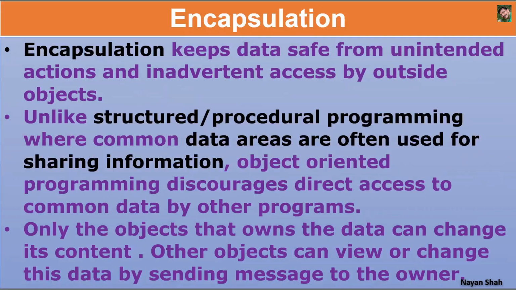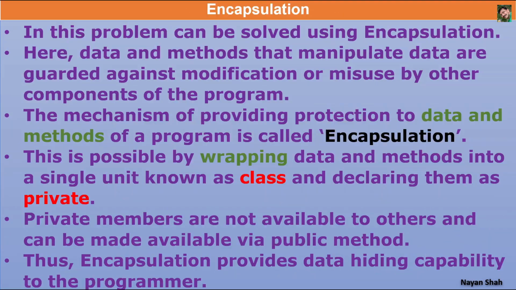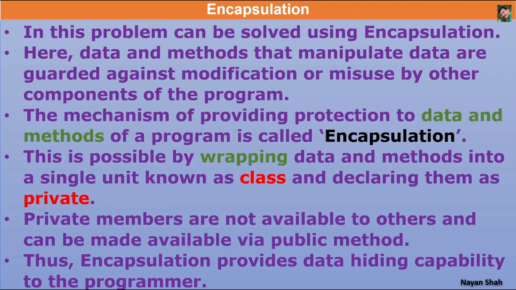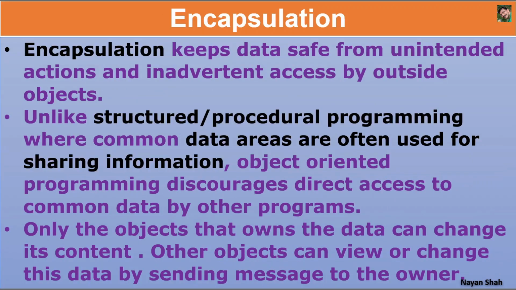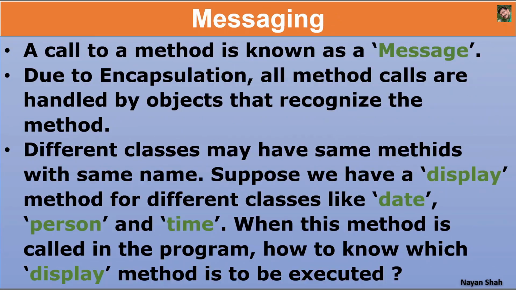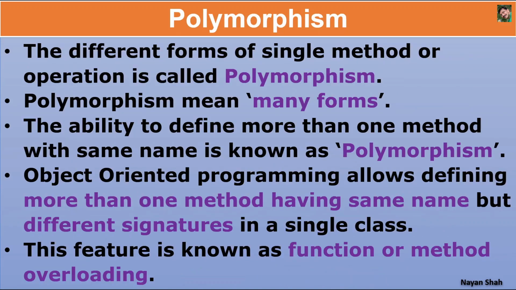And encapsulation, data abstraction. Encapsulation provides the security of your data. Your data is secured, so you create a class and then declare the data as private so that it is secure. So encapsulation keeps data safe, whereas abstraction is a concept that hides the complexity of the programming. It says what it does but not how it is implemented or how it is done. So that is data abstraction. Messaging is a call to a method or a function which we have defined. Calling that function or method is called messaging.